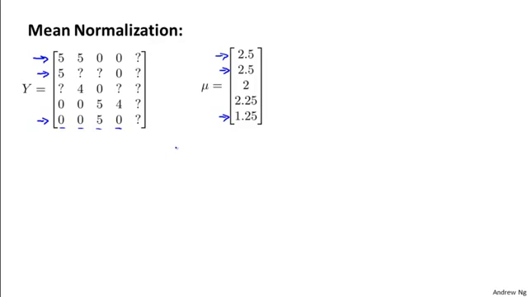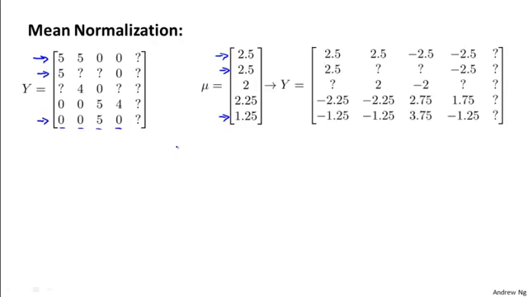And then I'm going to look at all the movie ratings and subtract off the mean ratings. So for this first element 5, I'm going to subtract off a 2.5, and that gives me 2.5. And the second element 5, subtract off a 2.5, get a 2.5.